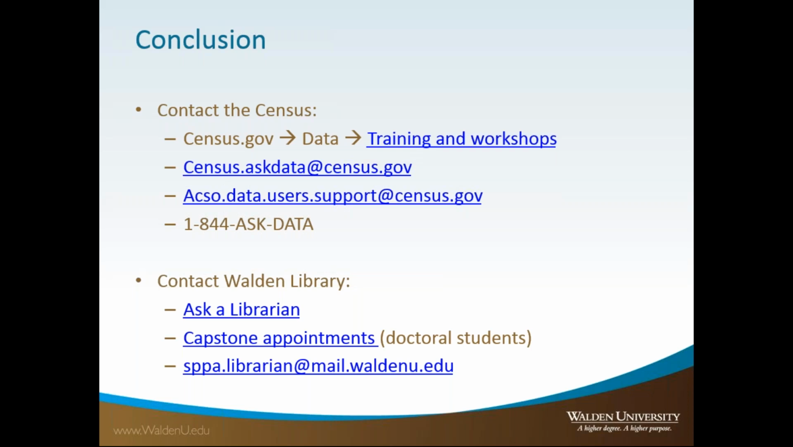So that concludes what I wanted to cover. If you do need more help with the census, you can always contact myself or the library. I have my personal email down there at the bottom, sppa.librarian@mail.waldenu.edu. You can also submit a question through the Ask a Librarian feature on the library's website. If you're a doctoral student, you can schedule a capstone appointment with a liaison librarian in your subject area.